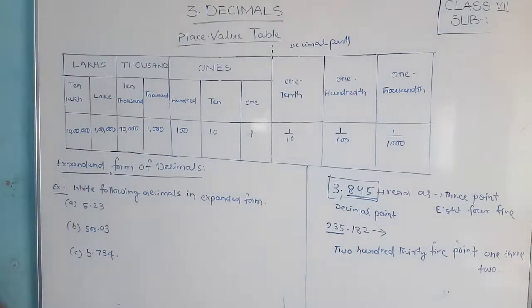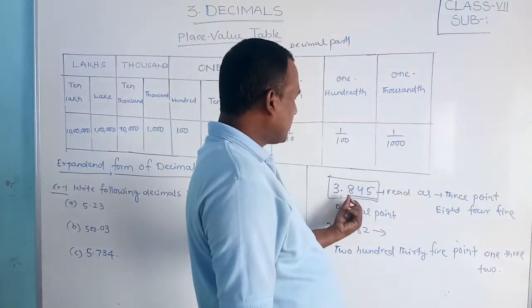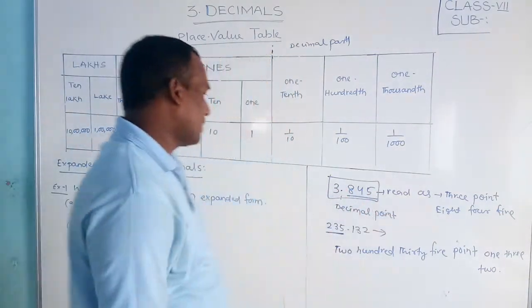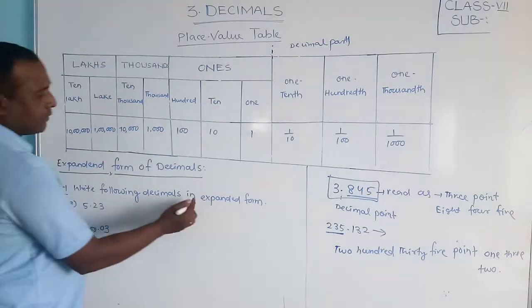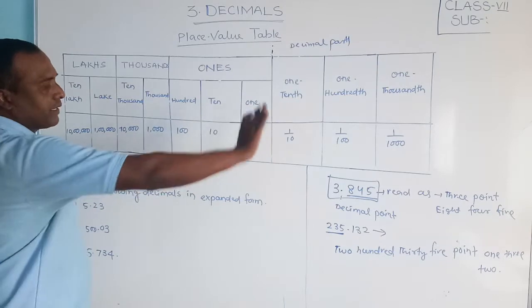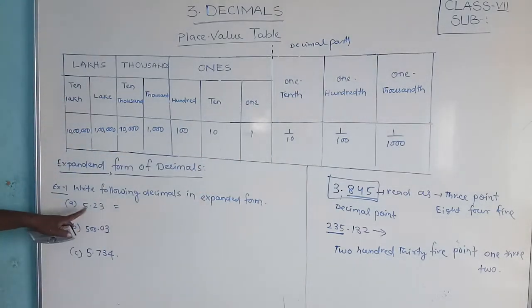So now let us see what the place value is and how it is expanded. We have to observe. Are you clear? So write the following decimals in expanded form. How we are expanding these numbers, we have to see. So observe the first question given here, 5.23.